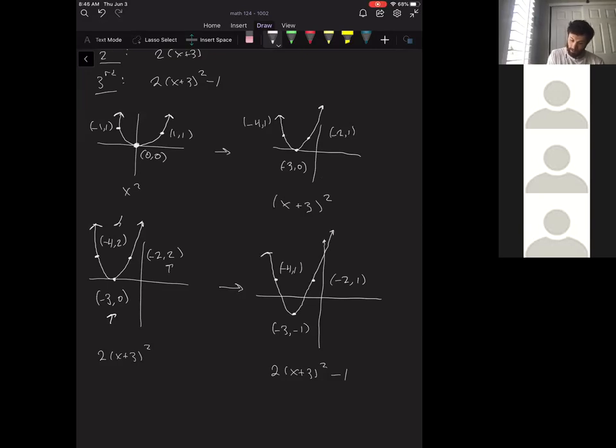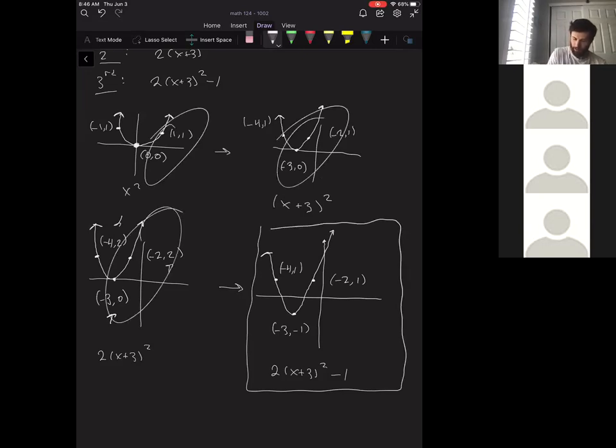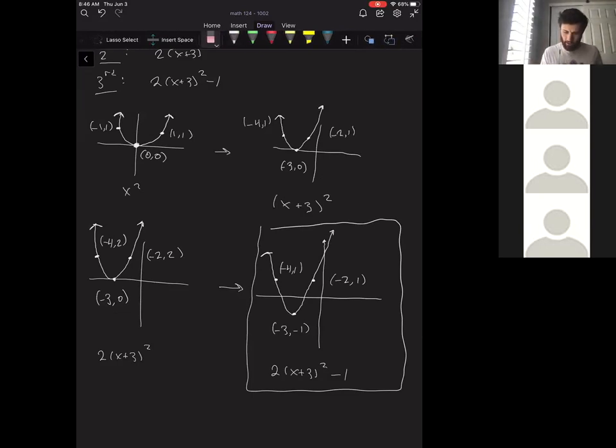Okay, and so this is the graph that we wanted, but in order to get there, we had to do these 3 previous graphs. Okay, let's delete these guys. All right, let's do one more together.